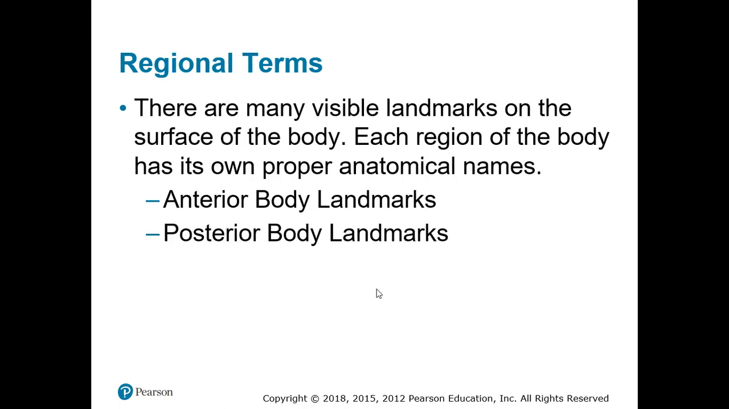With that being said, all of this is awesome, but we still have regional terms that we have to deal with, and these are visible landmarks on the surface of the body. We have both anterior body landmarks and posterior. Anterior are going to be the ones in the front of the body, and posterior are going to be the ones in the back. You're going to note there's way more anterior body positions than there are posterior, and that actually is very beneficial.